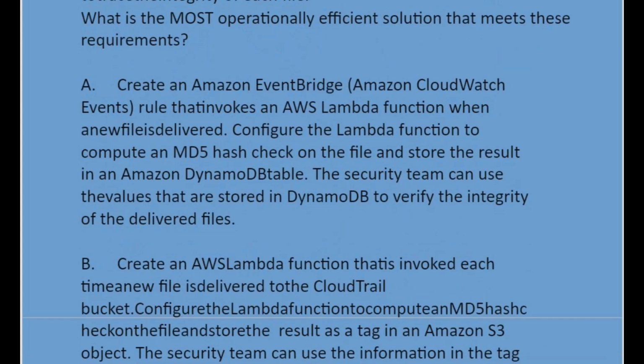Option A, create an Amazon EventBridge, Amazon CloudWatch Events, rule that invokes an AWS Lambda function when a new file is delivered. Configure the Lambda function to compute an MD5 hash check on the file and store the results in an Amazon DynamoDB table. The security team can use the values that are stored in DynamoDB to verify the integrity of the delivered files.